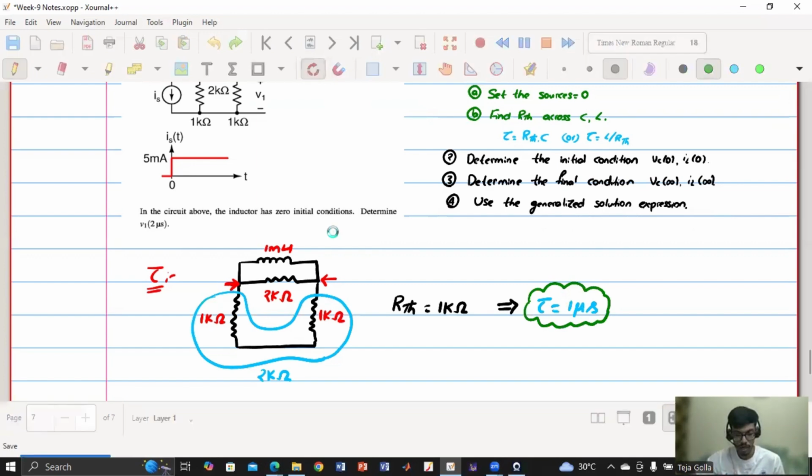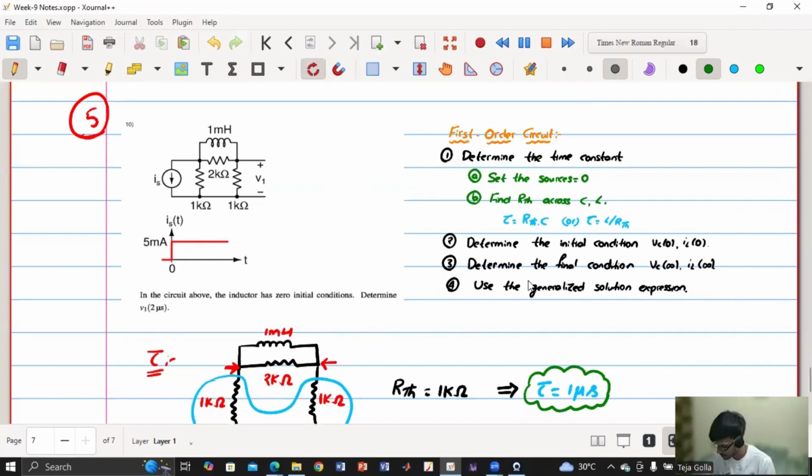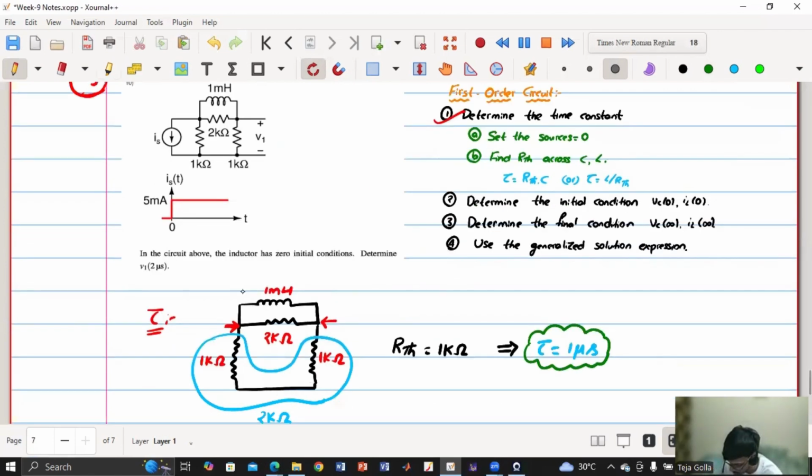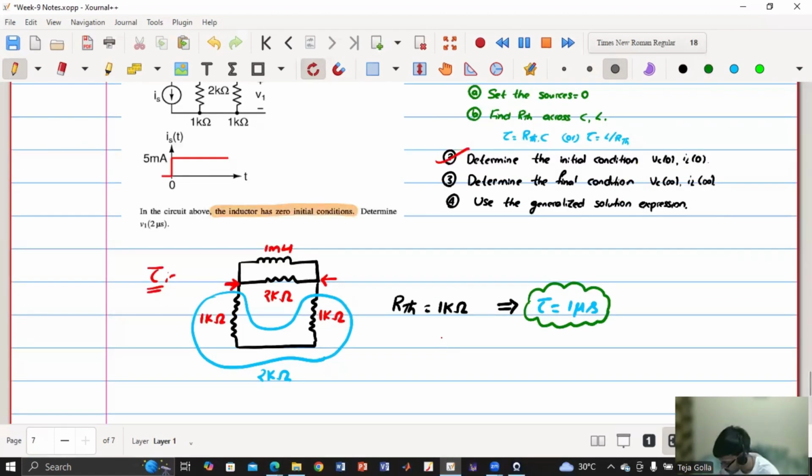So I initially calculated tau, and it is very simple and straightforward. Now I have to find the initial condition. They have given in the question itself, inductor has zero initial condition. So IL of 0 plus is 0. Now I have to find the final value.